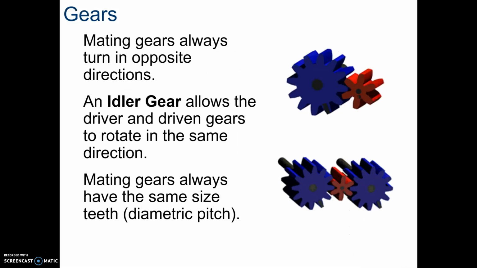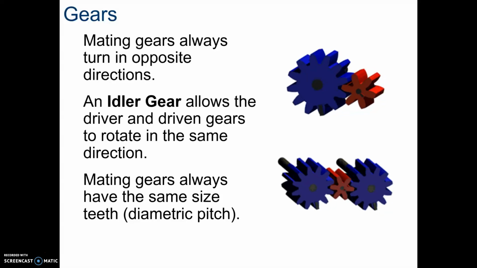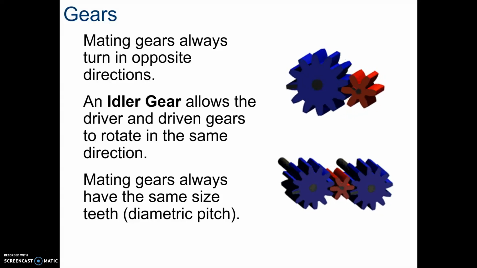Meshed gears always turn in opposite directions. An idler gear allows the driver and driven gears to turn in the same direction. And meshed gears always have the same size teeth and diametral pitch. You'll write all that down in your notebook. It's very important to remember.